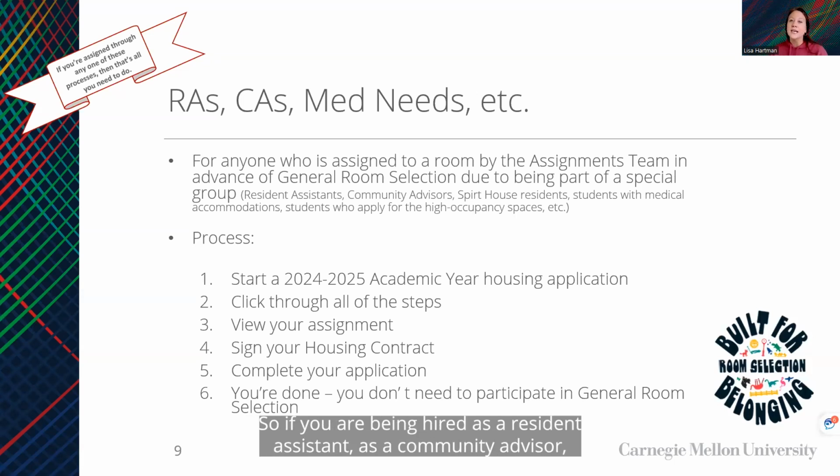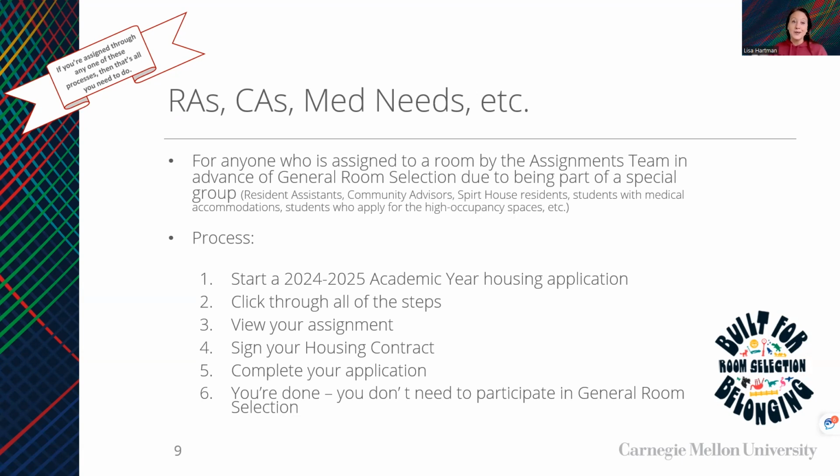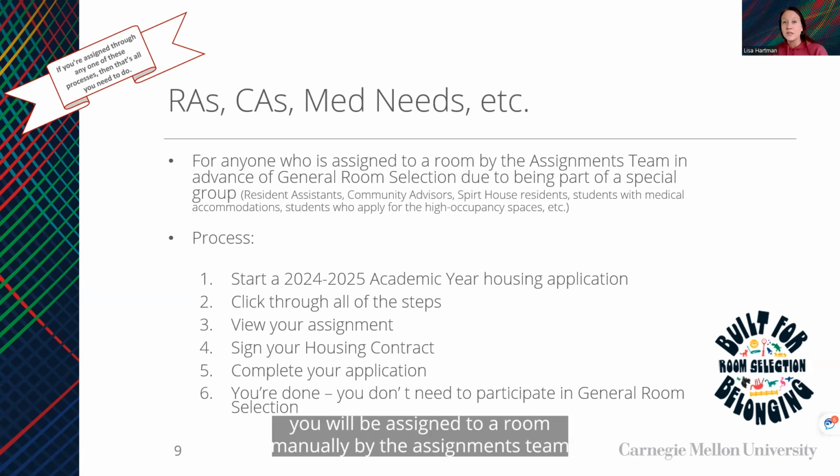So if you are being hired as a resident assistant, as a community advisor, if you're being pulled into Spirit House, which has a designated house for their organization members, or if you're a student with a medical or disability accommodation who needs to be assigned through our med needs process, you will be assigned to a room manually by the assignments team prior to the general room selection process at the end of February.